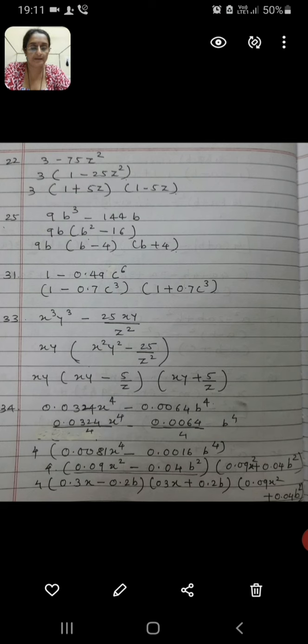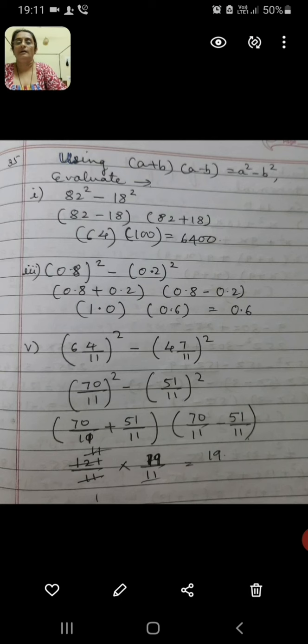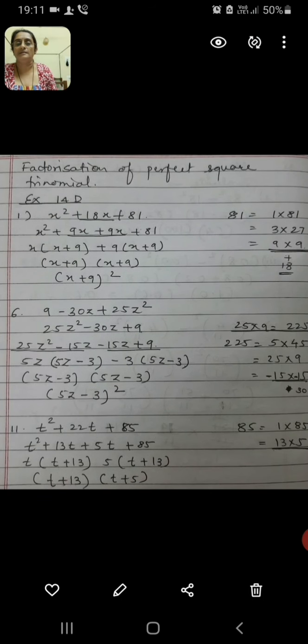When you open this, add this, the base is same, addition can be done. So 121 upon 11 into 19 upon 11. So their cancellation is possible, do that. 19 is the answer for the question. Fine.